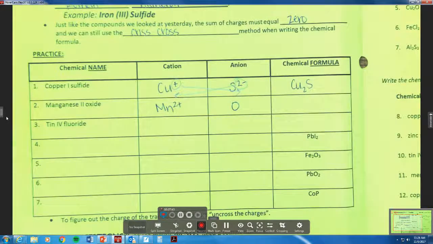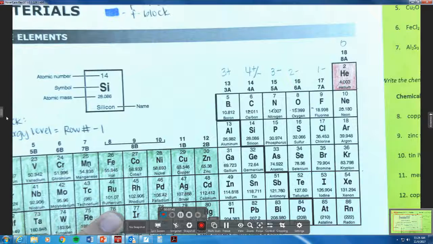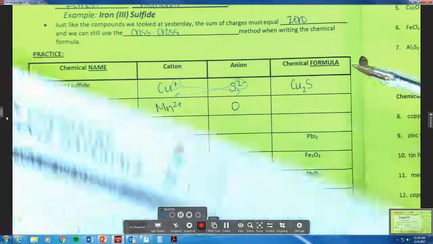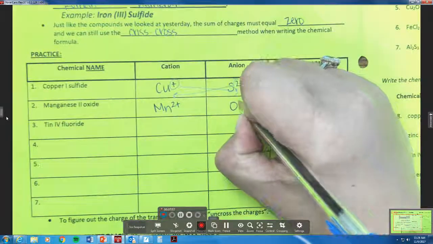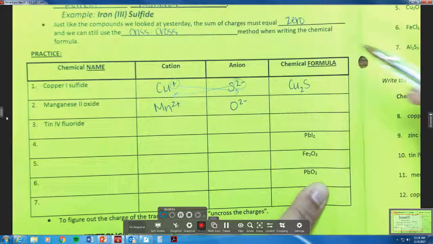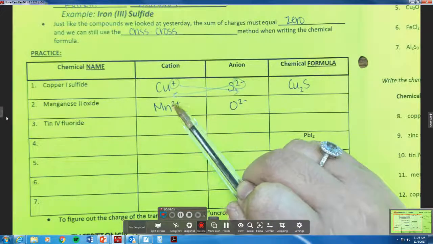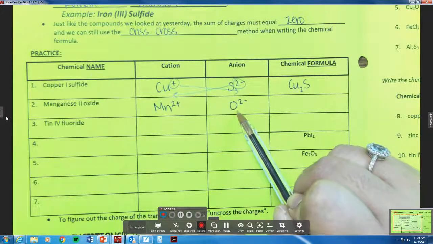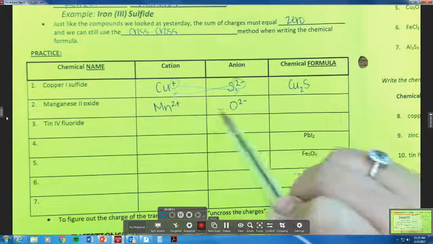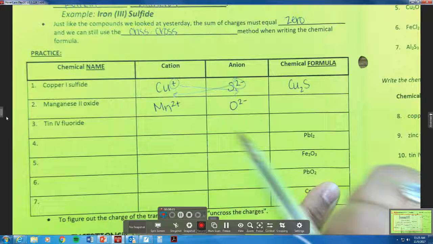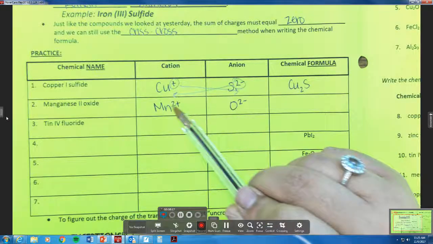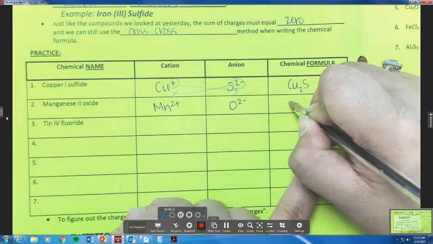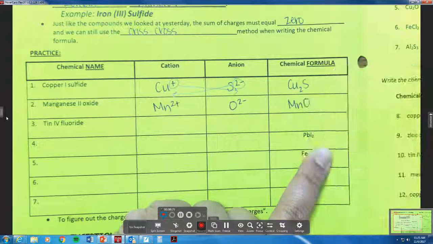And then on our periodic table, let's go ahead and take a look. Oxygen is in group 6A, so its oxidation number, or its charge, is going to be -2. Remember the crisscross method? Our charges are going to become the subscript for the opposite element. So we're going to have a 2 for oxygen and a 2 for manganese. But remember, I told y'all if your charges cancel out, then you can just leave them out. So our final formula is MnO.